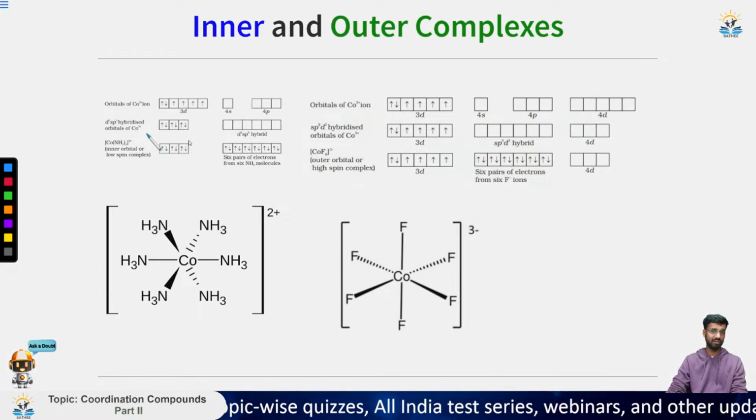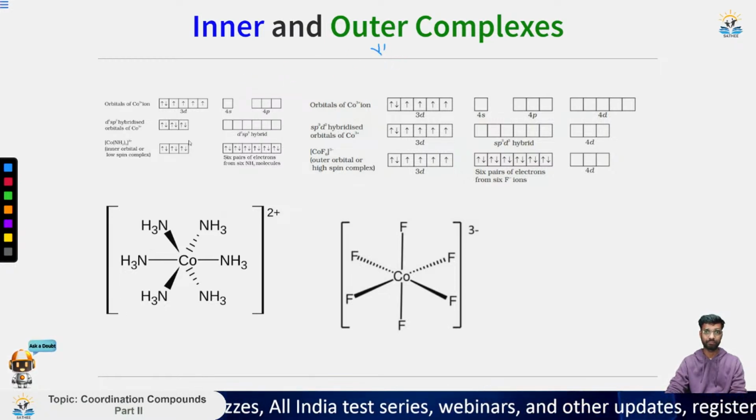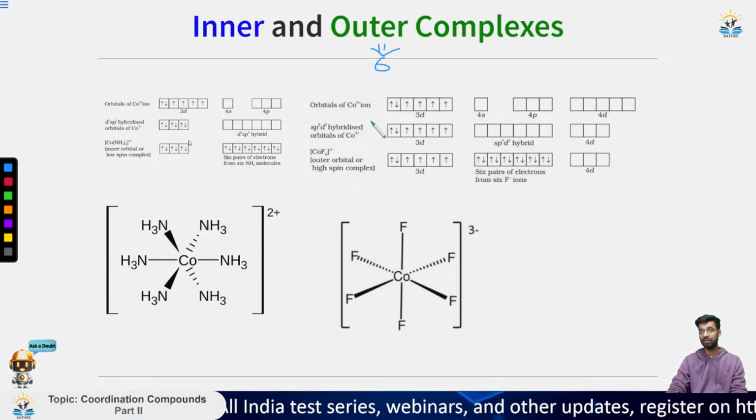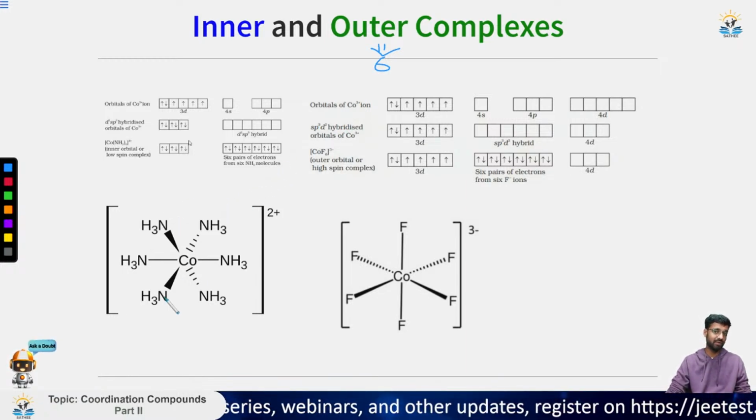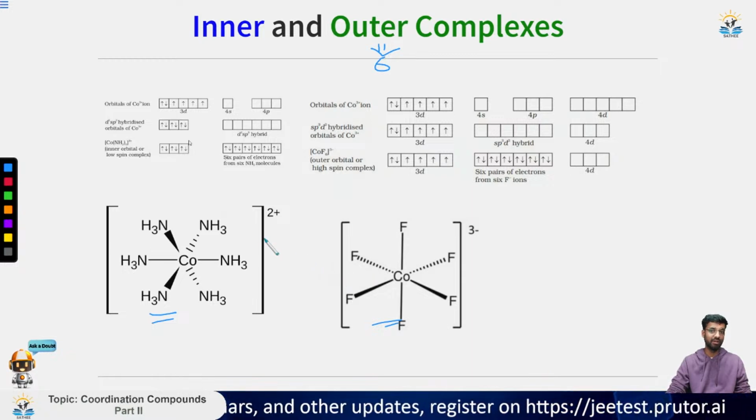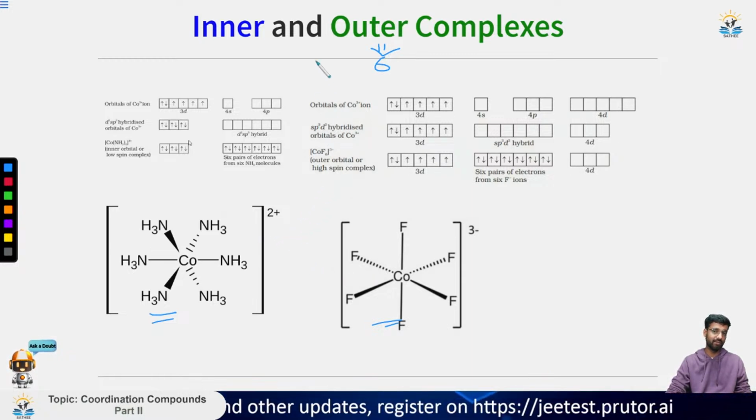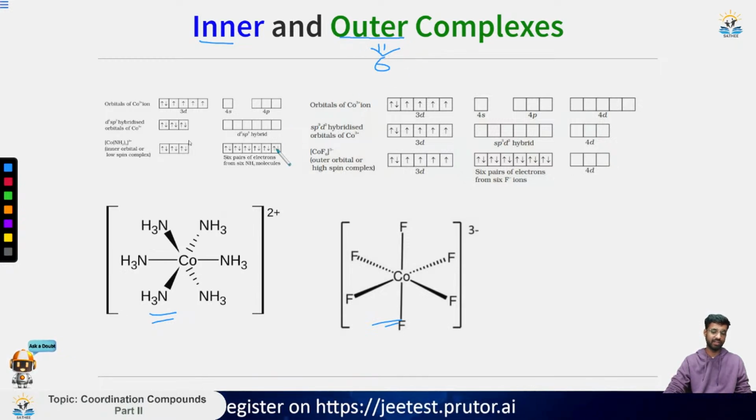Now let us move to another structure, when the coordination number is 6. Since the coordination number is 6, both of the complexes will have an octahedral structure. So two kinds of cases arise here. The first one is inner complexes, and the second one is outer complexes. So let us see what inner complex and outer complex are.